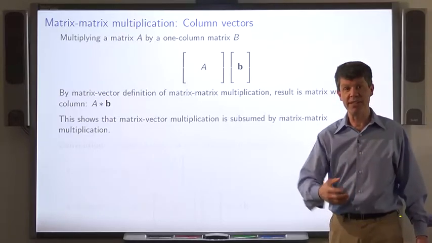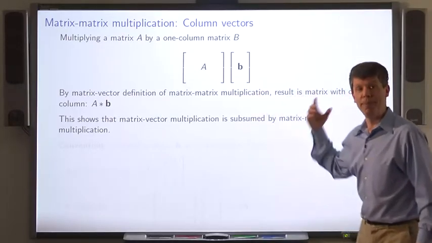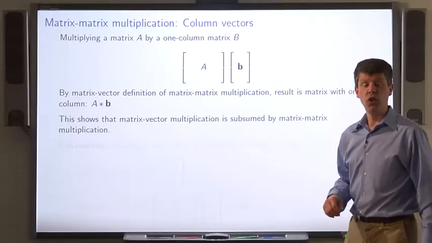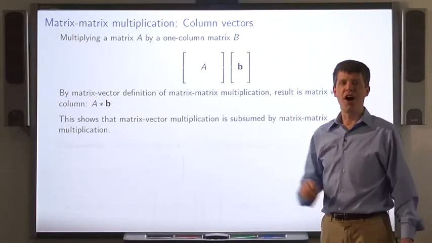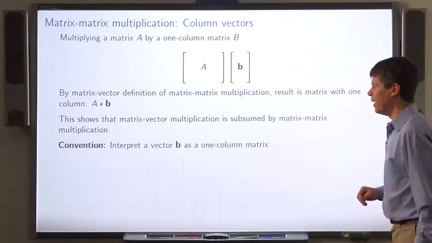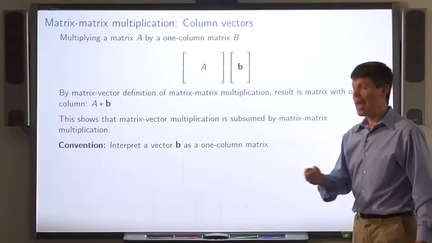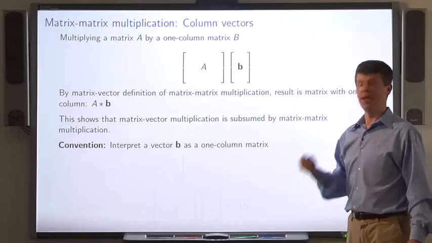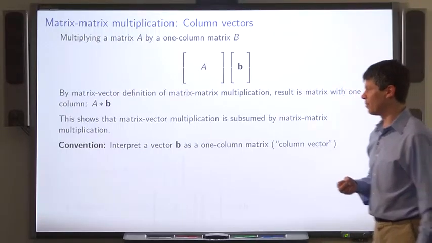If you want to express a matrix vector product, you can always formulate it as a matrix-matrix product where the second matrix is actually one column wide. Now, there's a convention to interpret a vector as one of these one column wide matrices. It's called a column vector.